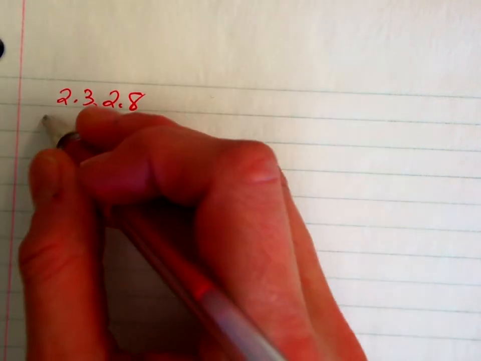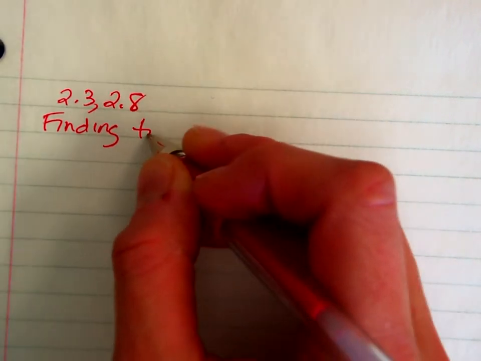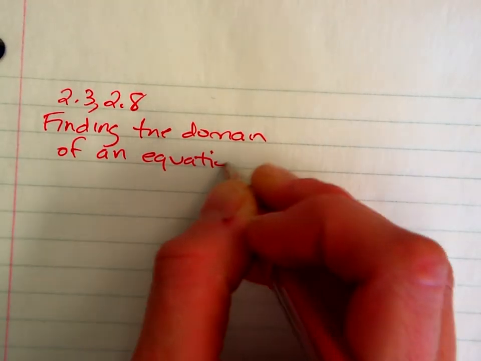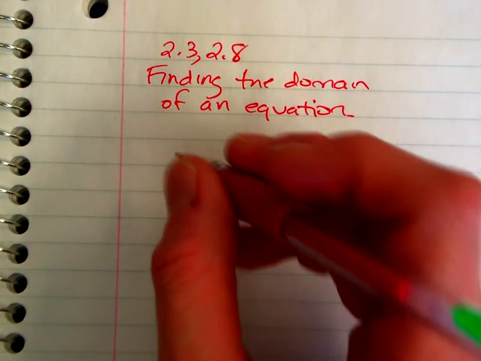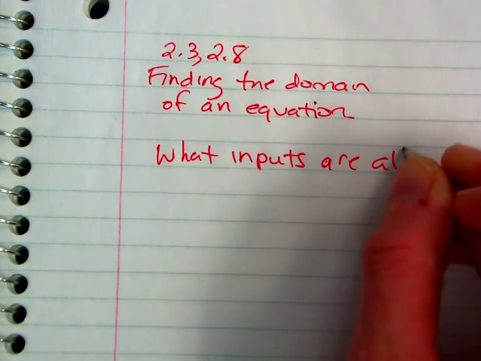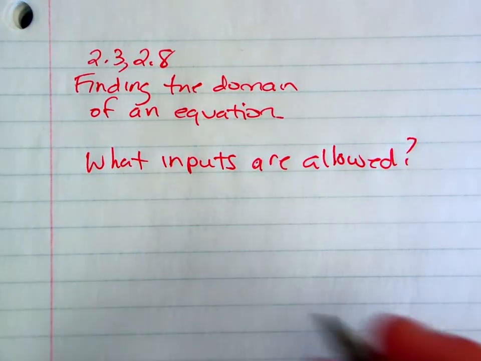Okay, this is a video on finding the domain of an equation. It's not explicitly covered in the book, but you may find something on it in 2.3 and maybe a little bit in 2.8. So this is finding the domain of an equation. And we're basically looking at what inputs are allowed. So what x values are allowed to be put into this function?